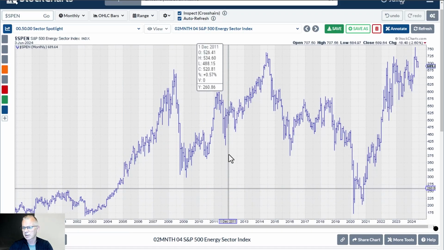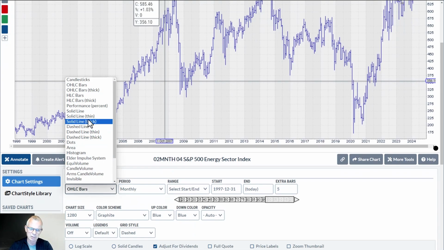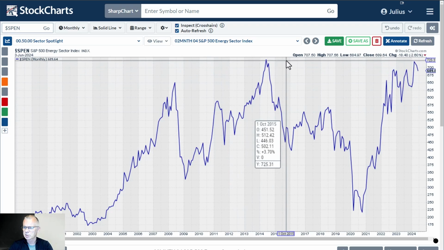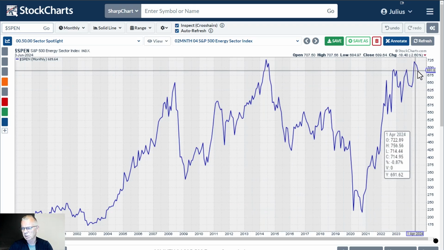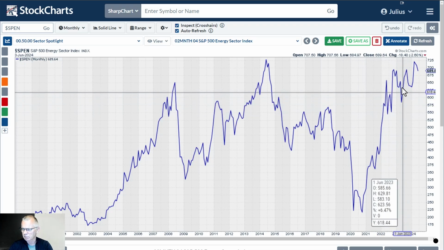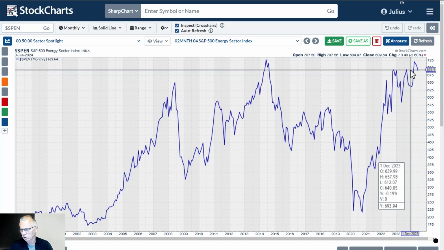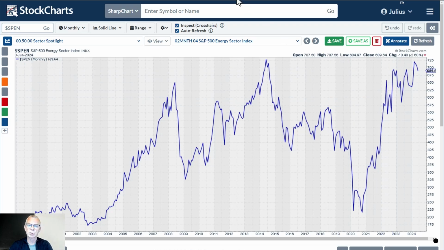Another trick that I often use is when you see these spiky moves, instead of an open-high-low-close chart, make it a line chart, and you will get a better idea of what's going on. Now you can see how that resistance has played out here around 720. If this holds, this is going to be interesting. We have 1, 2, 3 higher lows, horizontal resistance broken, ascending triangle. And if we hold above 690 on a closing basis in the next month, then I think we can see a confirmed breakout of an ascending triangle, which would be bullish for the energy sector index.